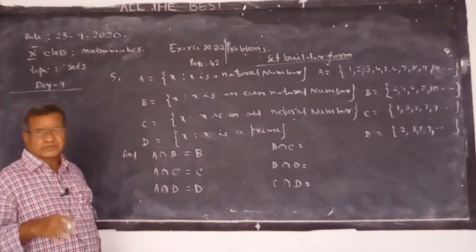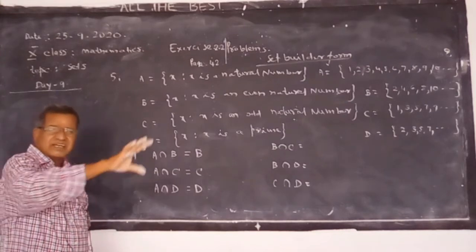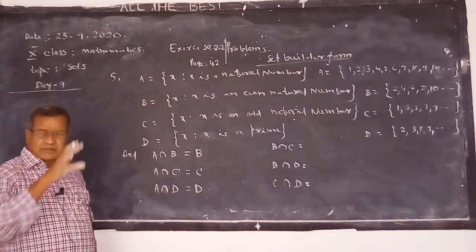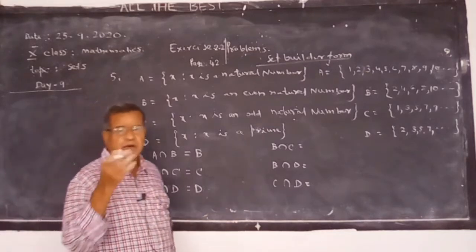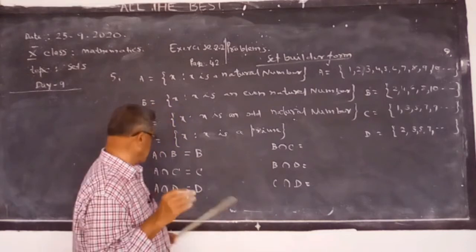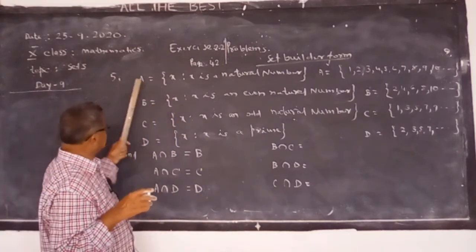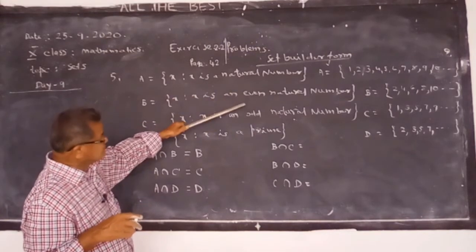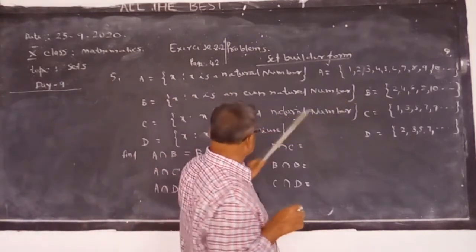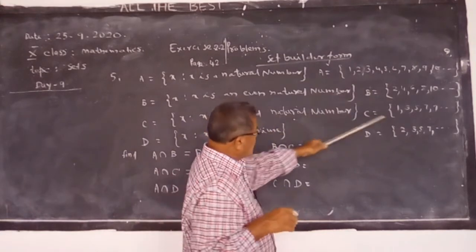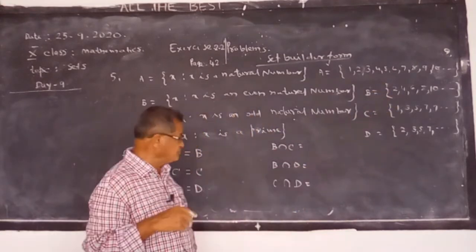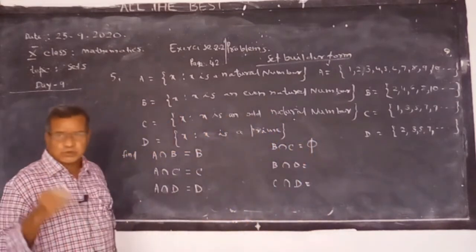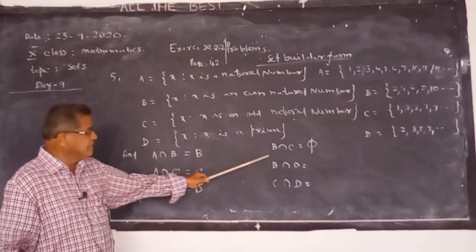Following, don't confuse. In natural numbers, these are the union of odd numbers, even numbers, prime numbers, composite numbers. Okay. Next, B and C. Set B are even numbers, set C are odd numbers. There are no common elements, so it is the null set.